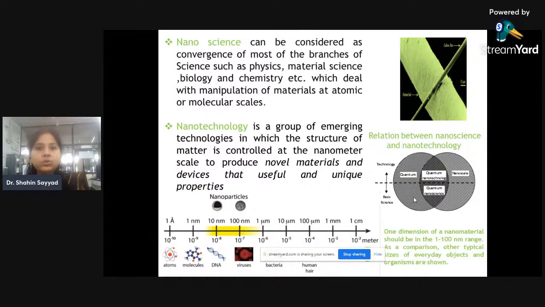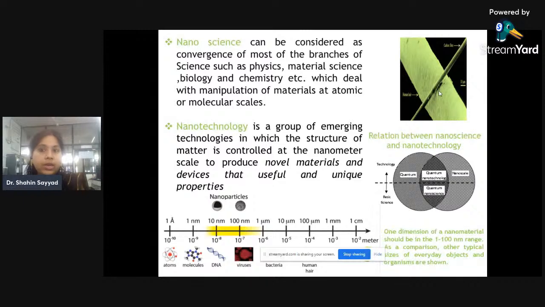Then you can use that material for a particular technological application. Okay, so here you have seen a figure. What is this figure? Earlier, people were considering the thickness of nano size dimension as equivalent to human hair. What is the thickness of human hair?